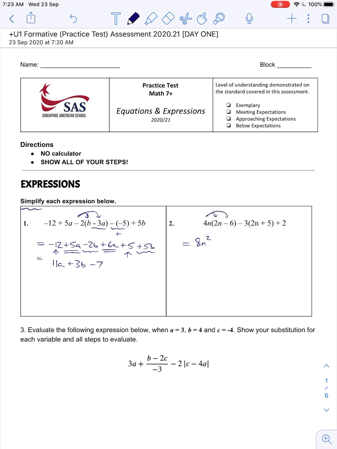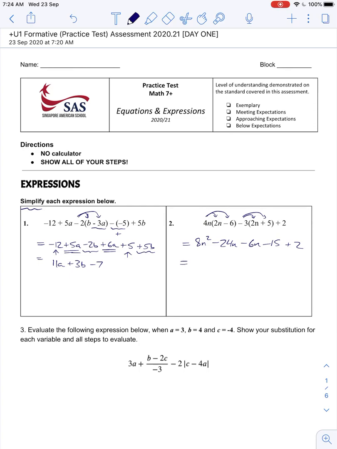And then I've got to do 4 times minus 6. So that's minus 24n. Minus, so I'm going to take minus 3 times 2, which is minus 6n. And then minus 3 times plus 5, which is a minus 15. And then I still got the plus 2 hanging out there at the end. Okay, all of my parentheses are gone. Now I can start combining.